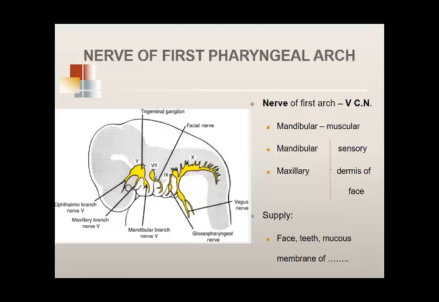Then comes the nerve of the first arch. Okay? We have discussed the mandibular. The mandibular is a mixed nerve. It also gives sensory branches. It also gives sensory fibers. To whom does it give sensory fibers? It gives sensory fibers to the dermis and connective tissue. Now this sensory innervation is also contributed by the maxillary division of the trigeminal nerve. So the maxillary division only supplies the sensory component, the dermis of the face, etc. Now what does this supply?